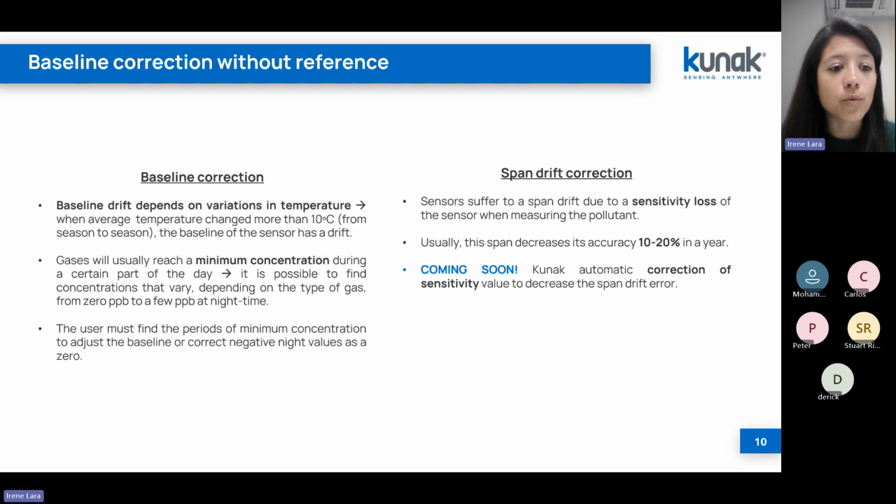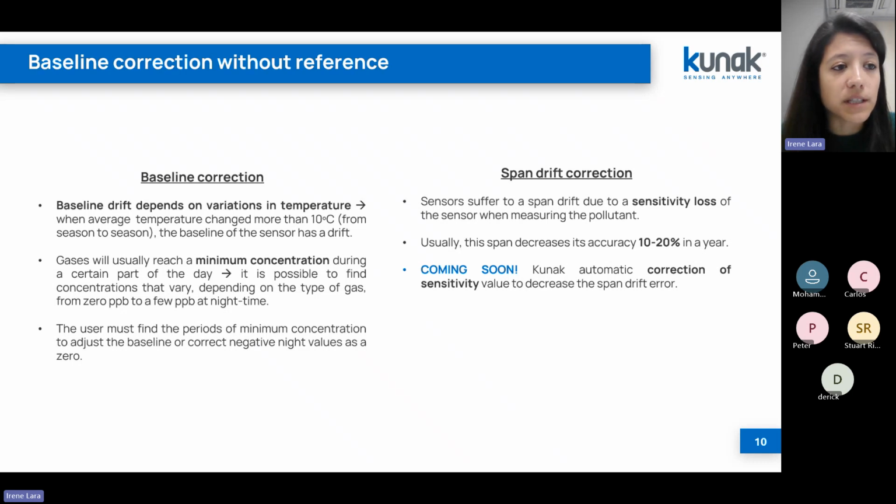Why? Because gases usually reach minimum concentration during a certain part of the day. This minimum concentration usually is nighttime for most of the pollutants, except for ozone, which is at the beginning of the day when the sun is rising. So knowing that, it is possible to find periods during night that we can use to correct the baseline. So it is not difficult.